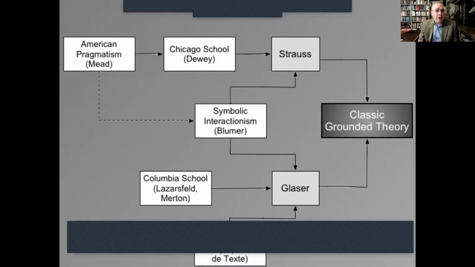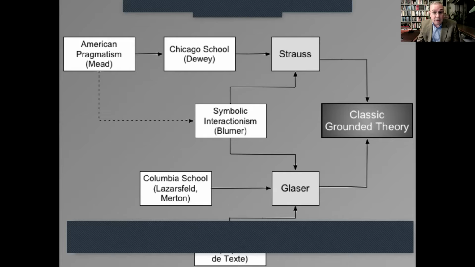These went into the influence on Anselm Strauss, whereas Glaser had a very hard quantitative background from the Columbia School, sociologists who did big data like Lazarsfeld and Merton, together with a very interpretative form of reading texts, explication de texte, from his time studying in France. And these are some of the main streams of thought that went into Glaser and Strauss, so that when they came together and created a methodology for studying medical sociology, they ended up calling it grounded theory.